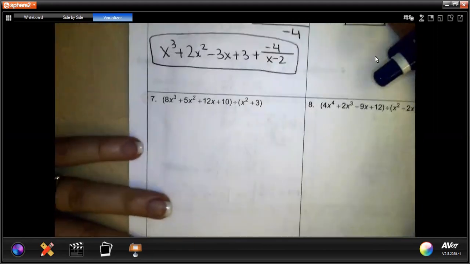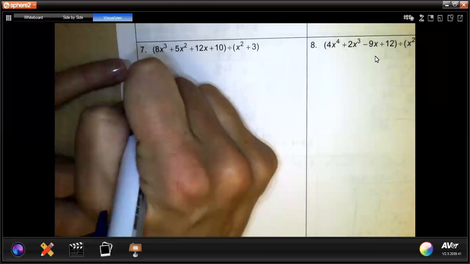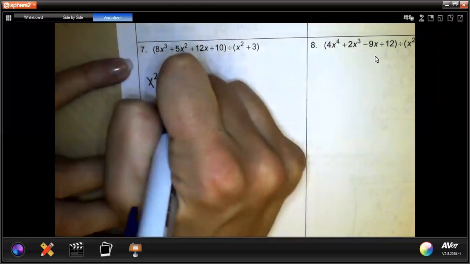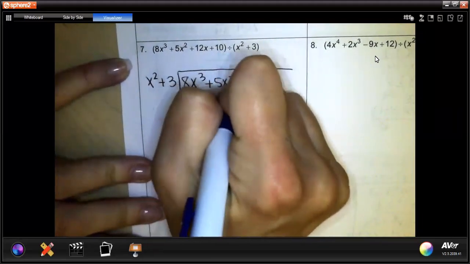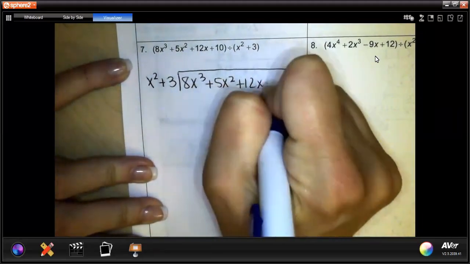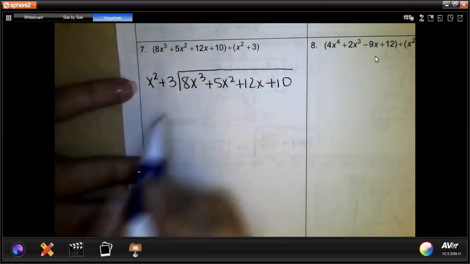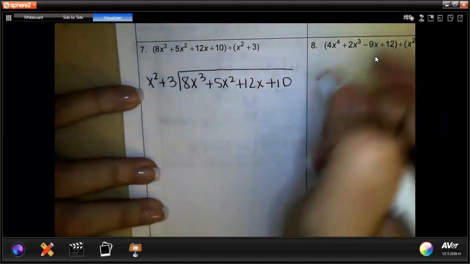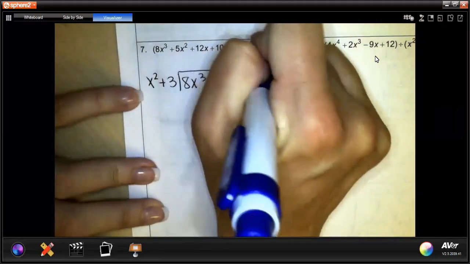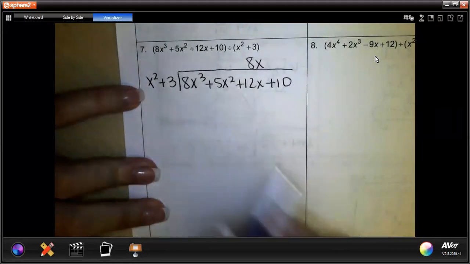All right, we're going to do one more together. One with a bigger remainder so you can see that part. So I'm going to put the x squared plus 3 on the outside and the 8x cubed plus 5x squared plus 12x plus 10 on the inside here. I take my 8x cubed and I divide it by x squared, and that is 8x. Again, we keep that lined up, so we're going to be all the way over here, so we already know there's going to be less steps on this one.